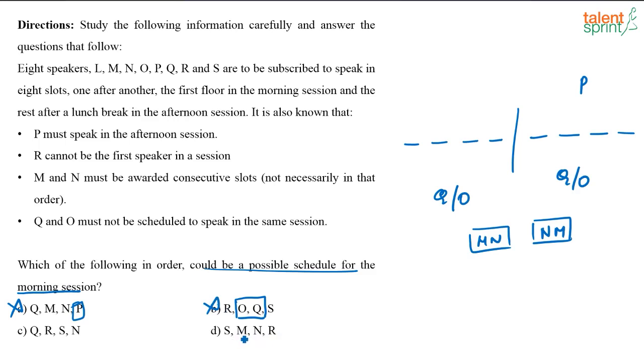Look at this one. S, M, N, R. Here M and N are coming together, that's fine. But we know that in the morning session either Q or O should be there. One of them should be there and the other person will be in the afternoon session. Here Q is also not there, O is also not there. So this is not possible. So this is your only possible schedule. Q, R, S, N. So in this case, 5th session can be M, right? So it works, right? N and M are adjacent, or they are consecutive sessions. So your correct answer will be option C, Q, R, S, N.